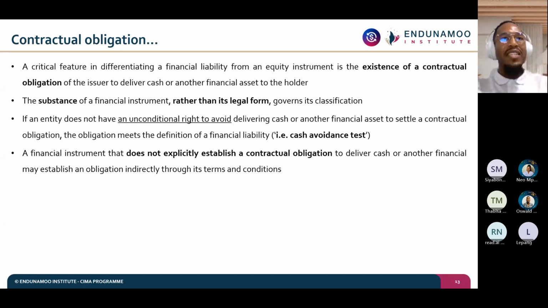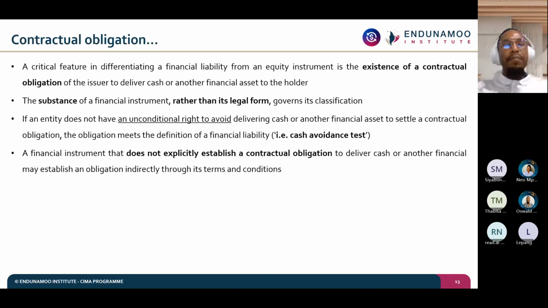To determine the credit entry, you need to determine whether, in terms of the contractual provisions, there is a contractual obligation to deliver cash or another financial asset to the holder. Now, the substance of a financial instrument, rather than its legal form, will govern this classification. In an instance where the entity does not have an unconditional right to avoid delivering cash or another financial asset to settle a contractual obligation, the obligation will meet the definition of a liability, a financial liability. That is the cash avoidance test.